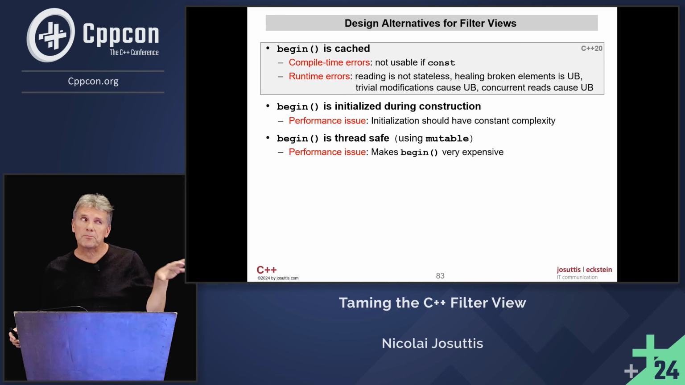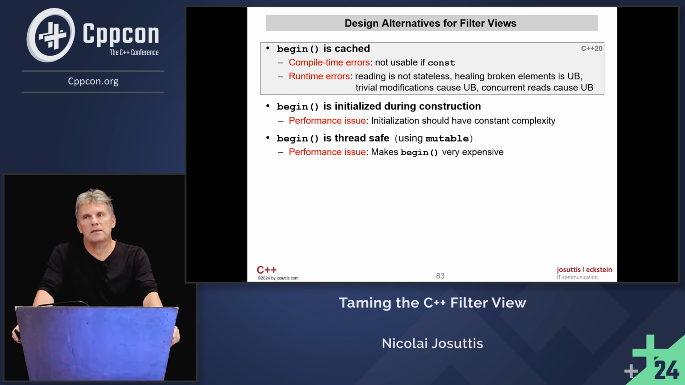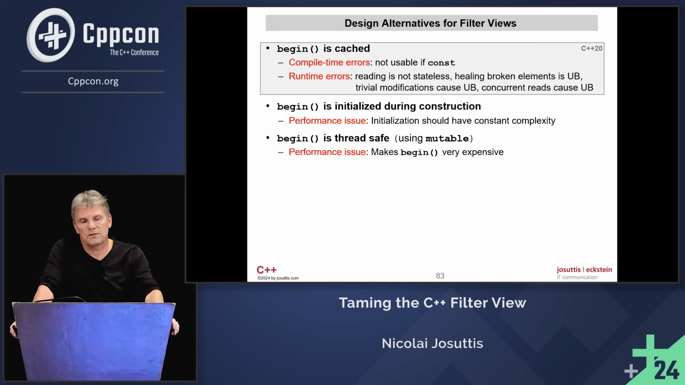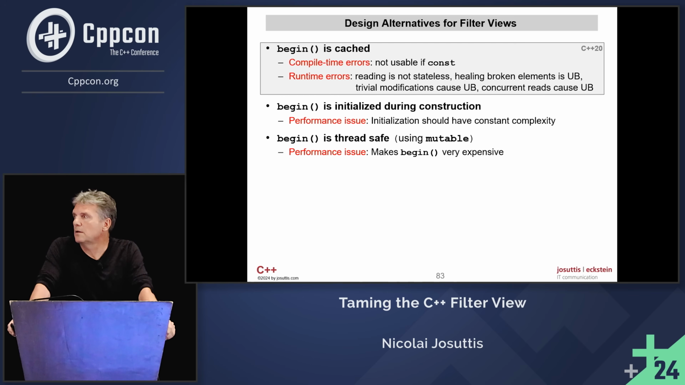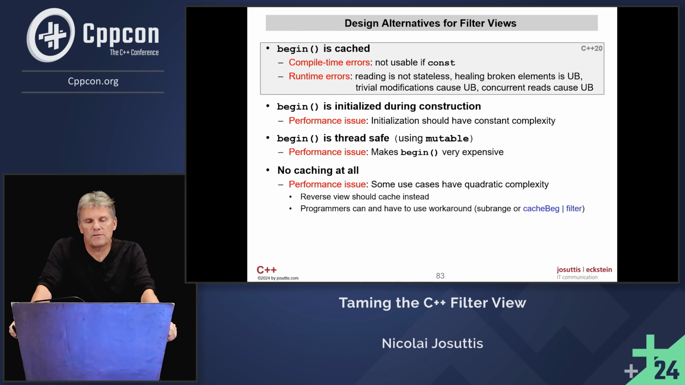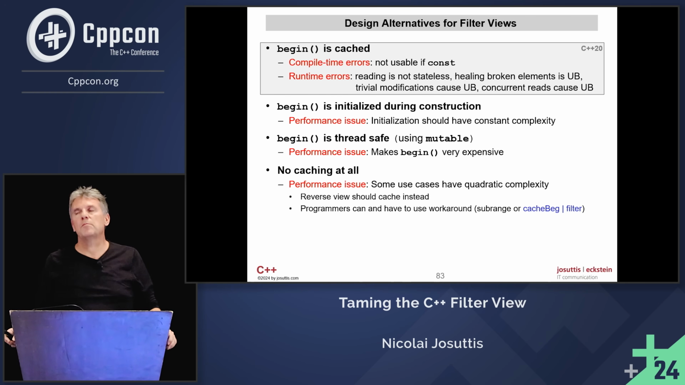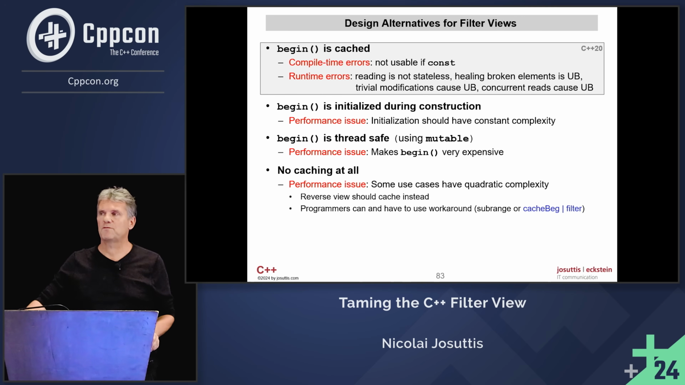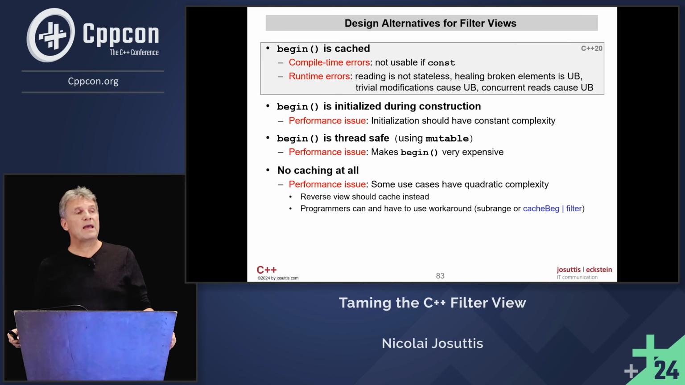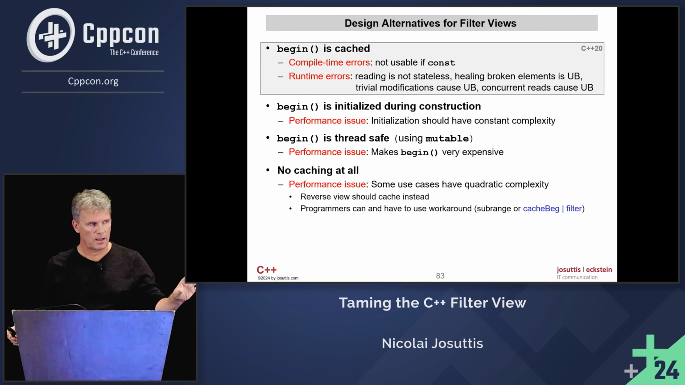Well, you have the other problems, the runtime problems, and mutable itself means that we still have concurrent code, and the begin would need some locks or mutexes inside. That's also not accepted. We could skip caching. Well, then a filter view would work as it is, but there would be some performance issues. Please note where the performance issues were. They were only when we applied reverse to a filter.